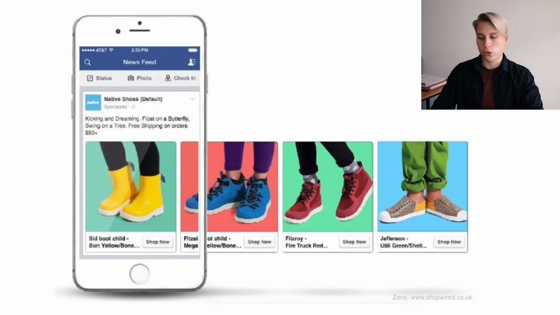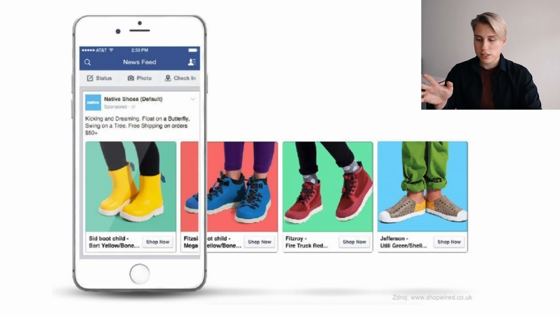And a dynamic product ad works really, really well. So this is an example, you would have seen it a few times, of a dynamic product ad. Essentially, it's also really easy to set up. It just shows them based on which variant of the product they chose. That will be the first image that they see, and then they can scroll to the others.